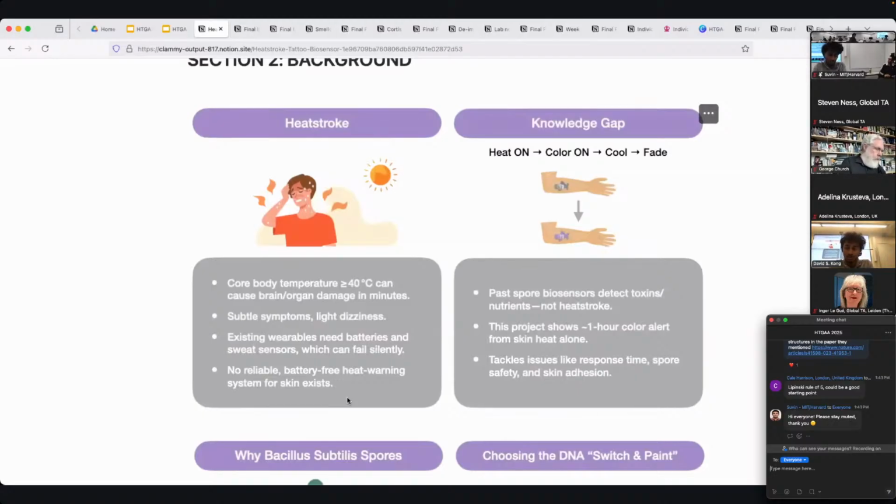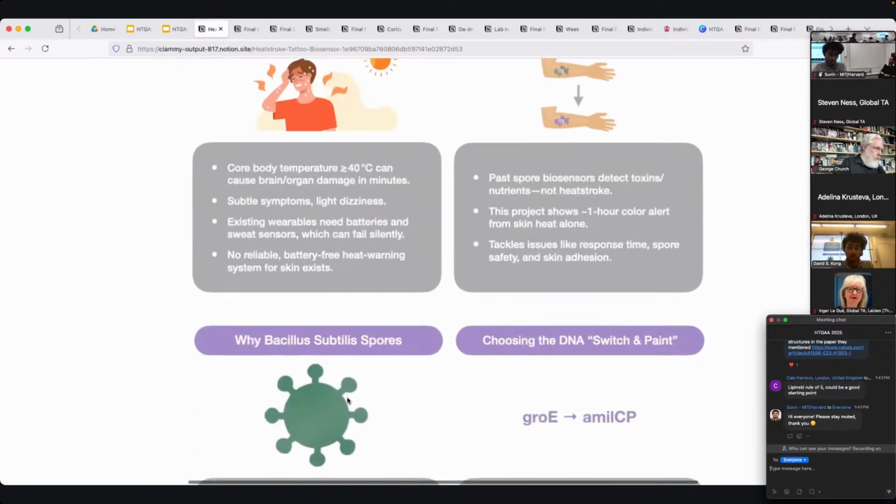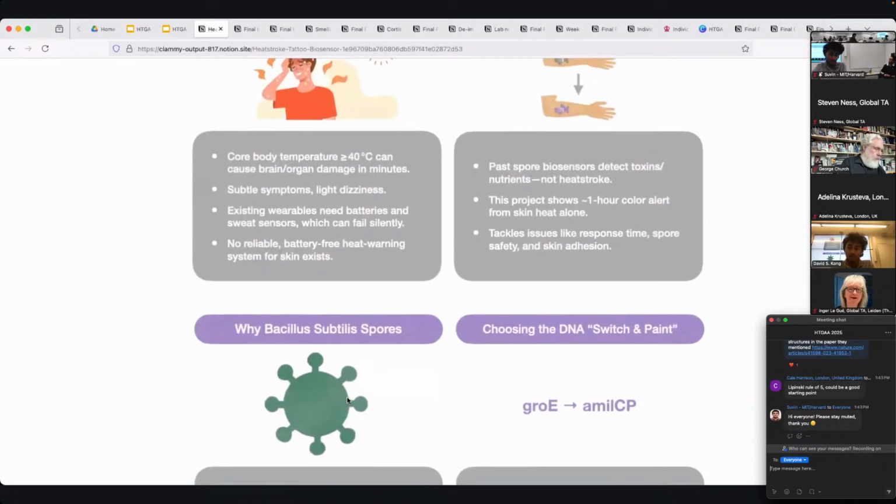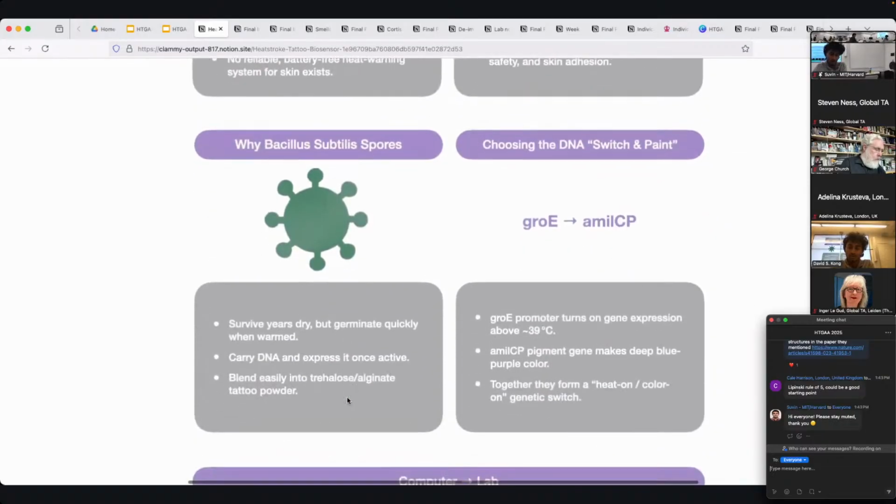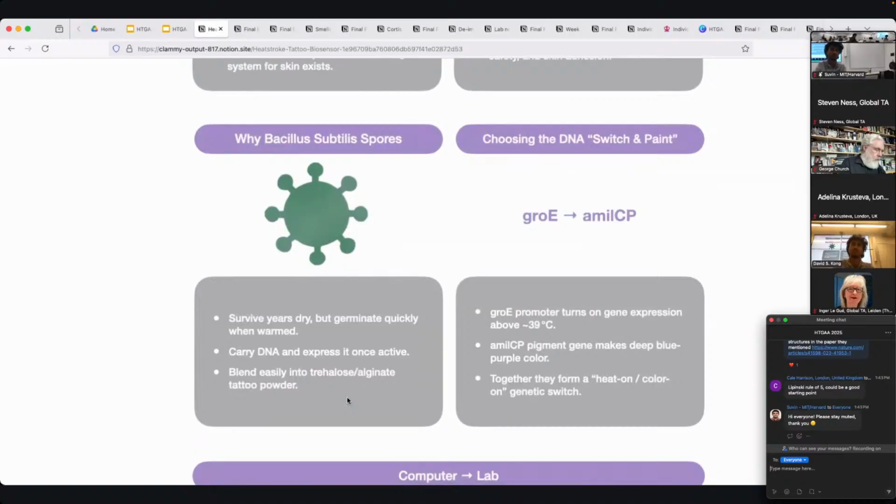Heat stroke can cause brain and organ damage, but symptoms can be vague, like lightheadedness or nausea. There are some wearables like watches or sensors that rely on electronics, but these can fail silently and people might not always want to wear these. At the same time, synthetic biology is beginning to explore living materials like biosensors to respond to the environment without electronics. But so far, these spore-based biosensors have only focused on toxins or nutrients. I found one article from MIT that did something like this. So this project should hopefully fill this gap by showing how this spore ink can give a visible warning when the skin overheats and then fade back, hopefully once it cools.